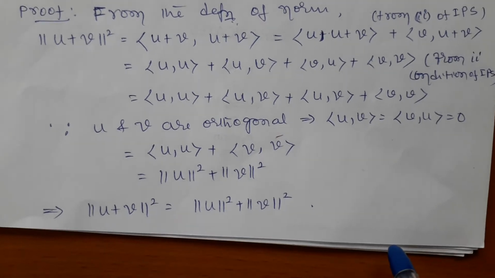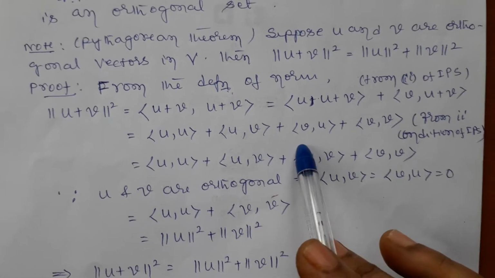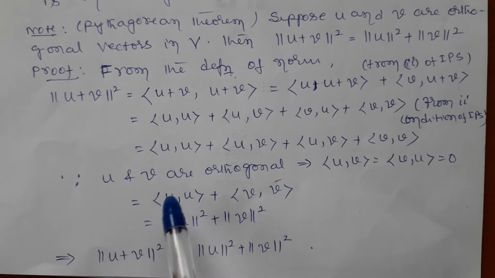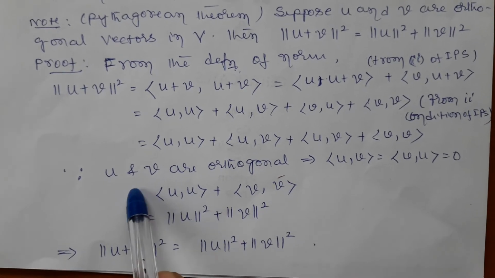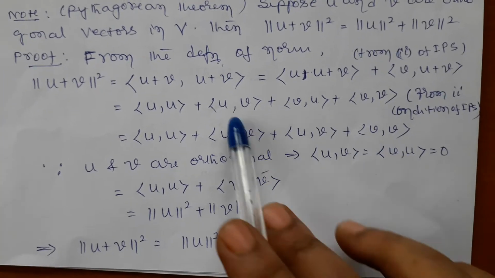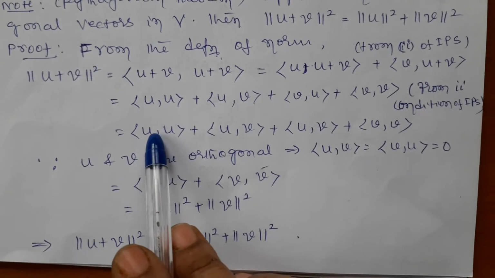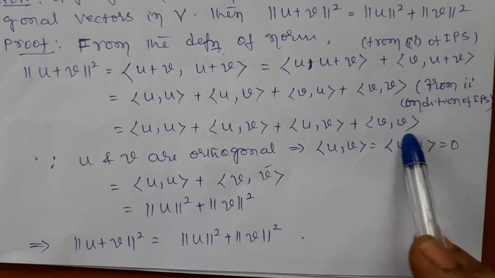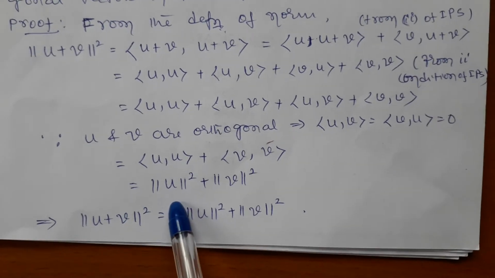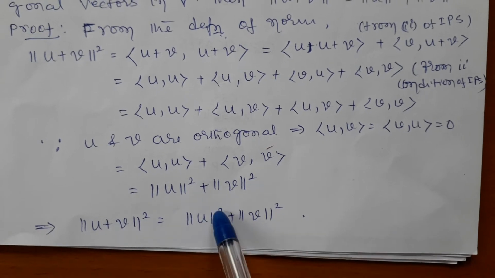But you already know from the definition of inner product that u comma v is the same as v comma u. And also it is given that u and v are orthogonal. Therefore the inner product of u comma v must be equal to 0. Now these two terms are 0. The remaining are the inner product of u comma u and the inner product of v comma v. From the definition of norm, this can be written as norm of u square plus norm of v square.